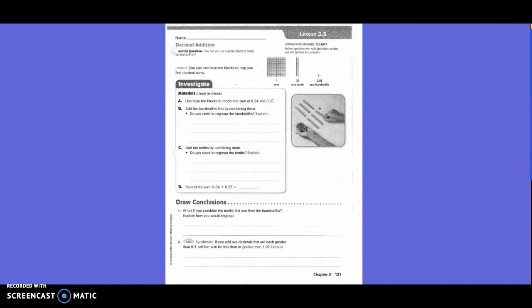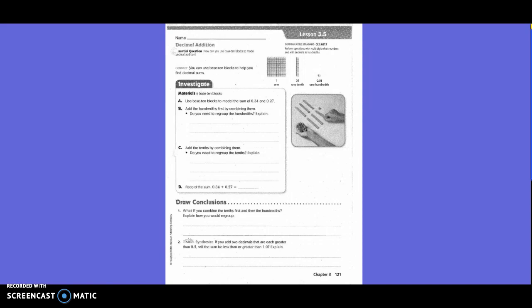Fifth grade, chapter 3, lesson 5, decimal addition. It says, investigate and use base 10 blocks. Use base 10 blocks to model the sum of 34 hundredths and 27 hundredths. Add the hundredths first by combining them.